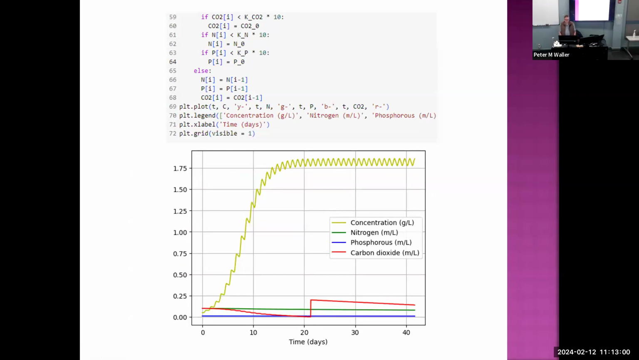So instead of just setting it at a zero value, we can say, if our concentration gets close to the half saturation rate coefficient, say the half saturation rate coefficient times 10, then we just add more CO2. The way we do that is we just say CO2 at i equals CO2 zero. So we just replenish our nutrient concentration. You can see that I did that here. I just bumped my nutrient concentration back up. That's a more realistic scenario.